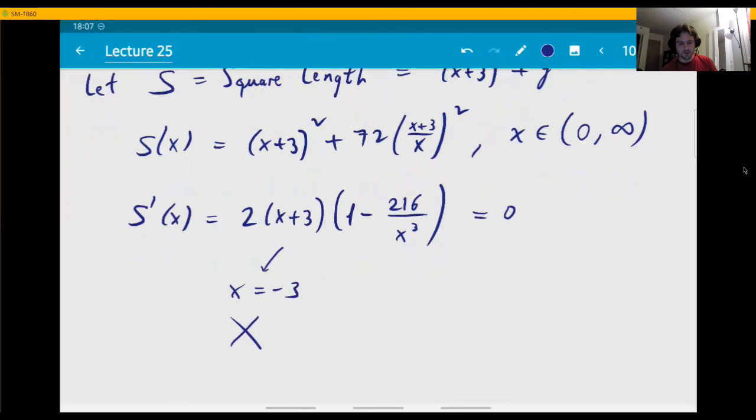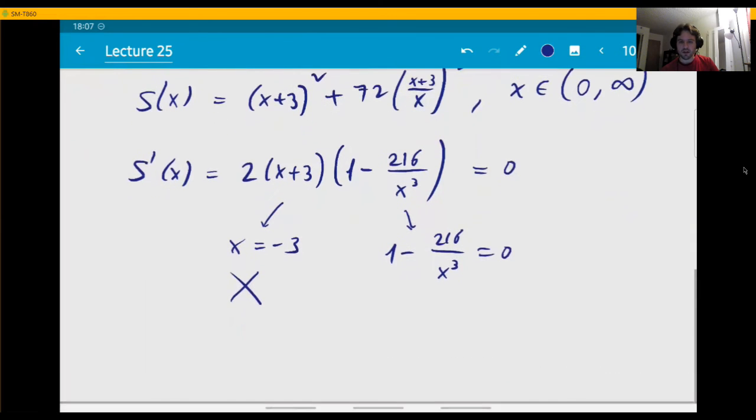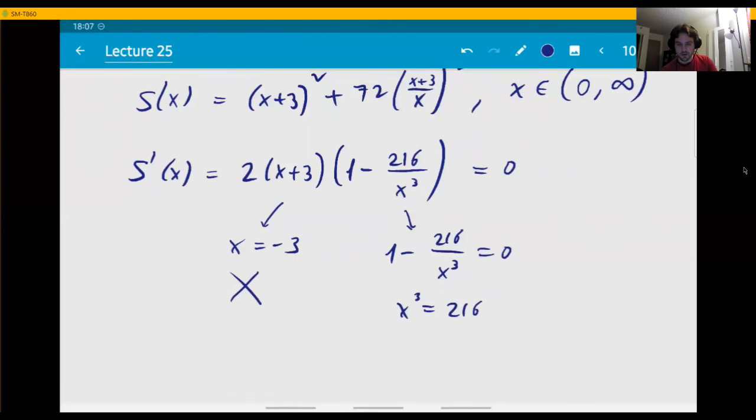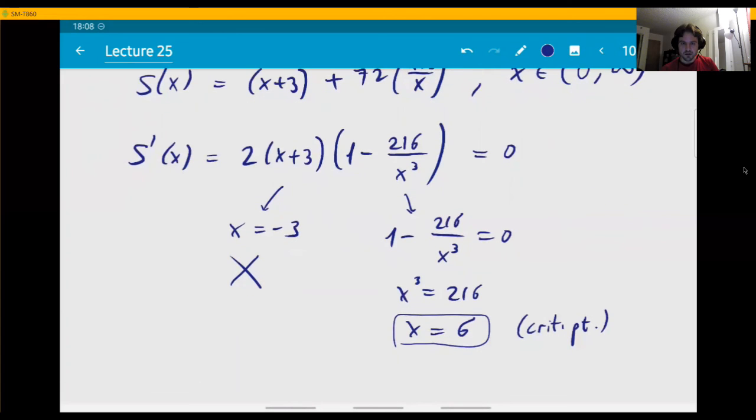Either x is minus 3, which is not good for you because x has to be positive anyway. So only this other part is going to be meaningful. If you set this equal to 0, what do you get? Multiply by x cubed. x cubed equals 216, which is the cube of 6, by the way. This has a very neat solution, x equals 6. This is the critical point. So we know that an extreme value possibly happens at this location.